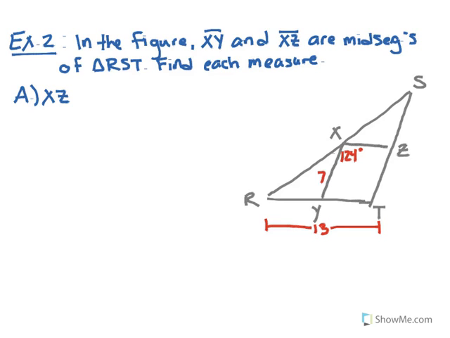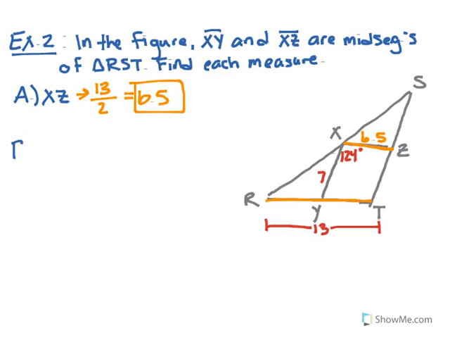Now, XZ, we were told, is a midsegment, which means that whatever side XZ, and I'll put that in orange, whatever that side is parallel to, then XZ should be 1/2 of its length. And the side that it's parallel to is RT, right down here at the bottom. If RT is 13, we're going to divide that by 2, and we will have the length of XZ. So 13 divided by 2 is equal to 6.5. And since we know that information, I'm going to go ahead and put that in my picture, just so that I have it.